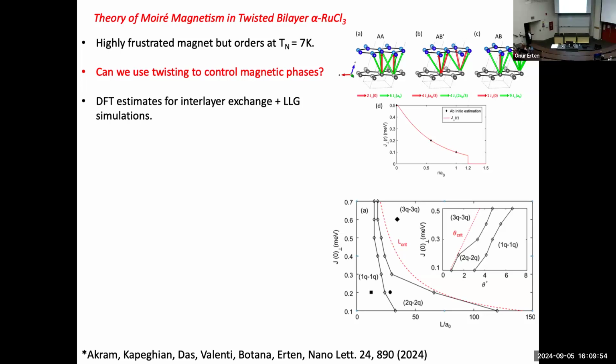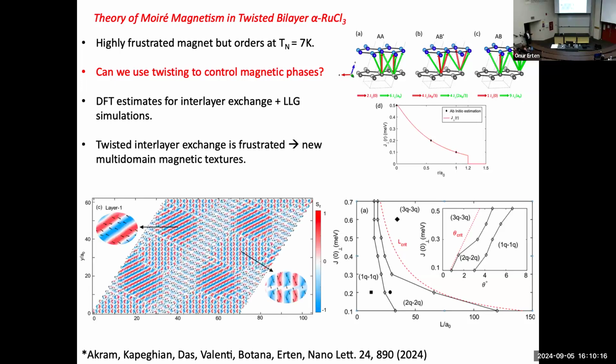But we find that this is the inverse twist angle. So at large twist angles, you have what you have in the bulk. But at small twist angles, you actually get a different type of phase where the different types of zigzag orders coexist. And this arises because of the fact that the interlayer exchange acts as a new way of creating magnetic frustration.